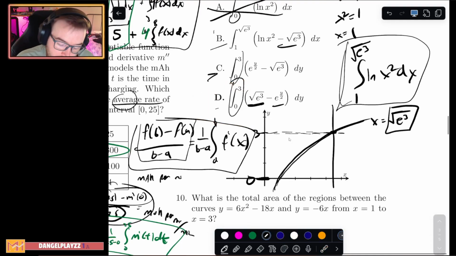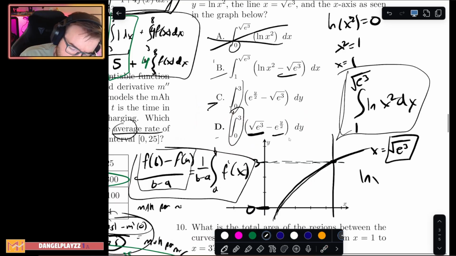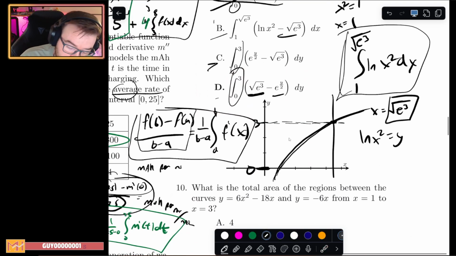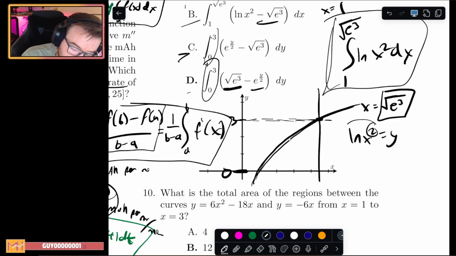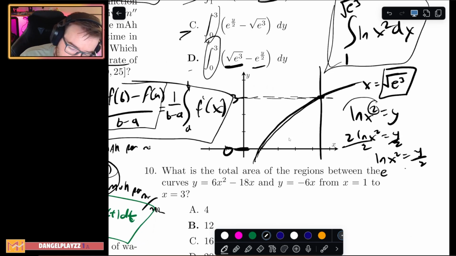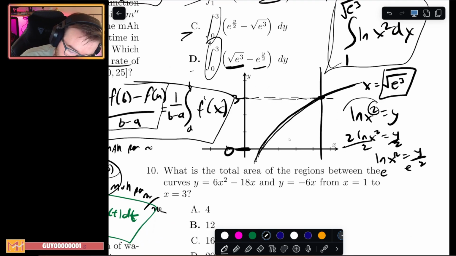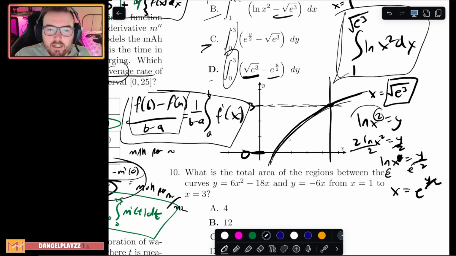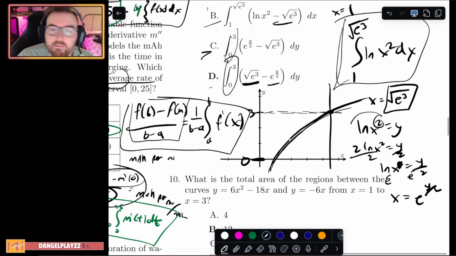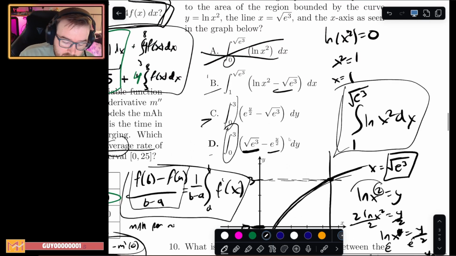But if you're inquisitive and you're thinking, okay, why is it e to the y over 2? Well, this 2 got brought down as a power and got divided by 2. So we have natural log x squared equals y over 2. Then we exponentiated each side. So we have x equals e to the y over 2. Ta-da. If this were FRQ, you would need to have that skill. But it's not.